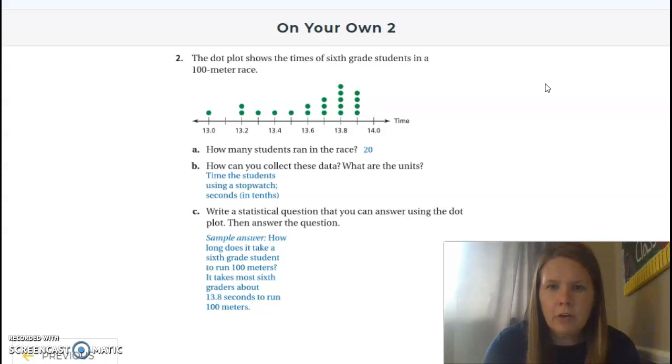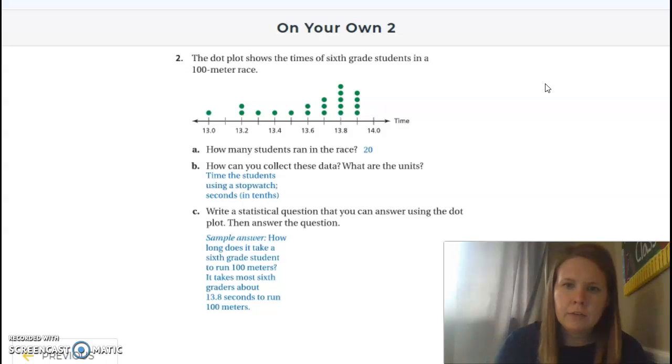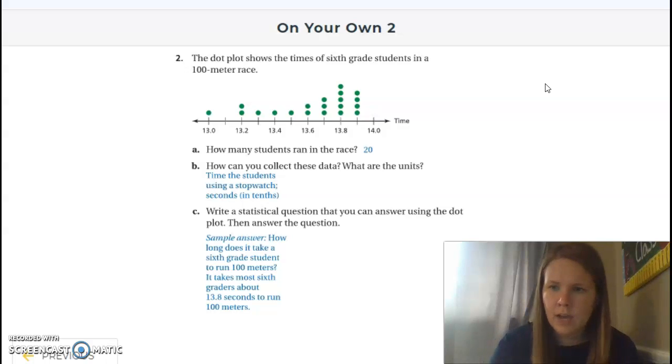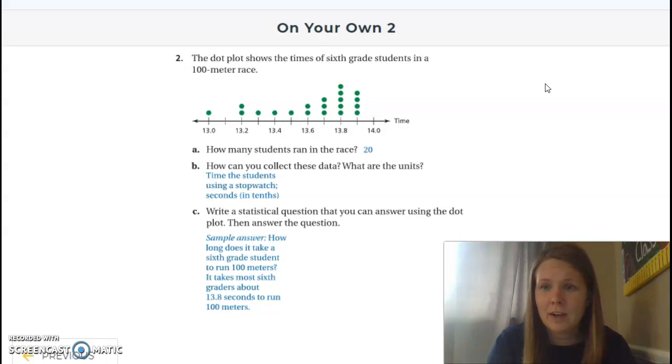Question number B says, how can you collect these data? So what are some ways that you would have collected things like this? You could have timed the students using stopwatches. Okay, so you're measuring in seconds, maybe tenths of seconds, especially because it's just a 100-meter race. So I wouldn't assume these are minutes because that would be a little too slow.